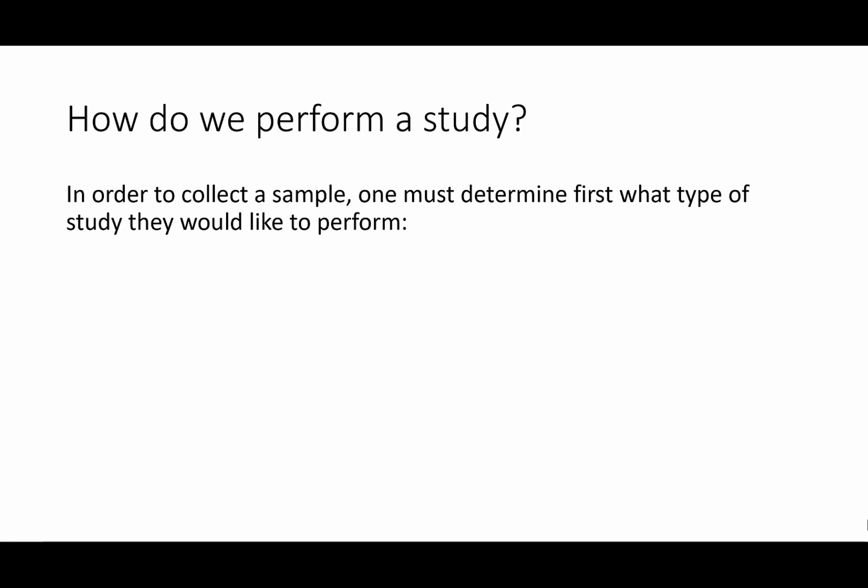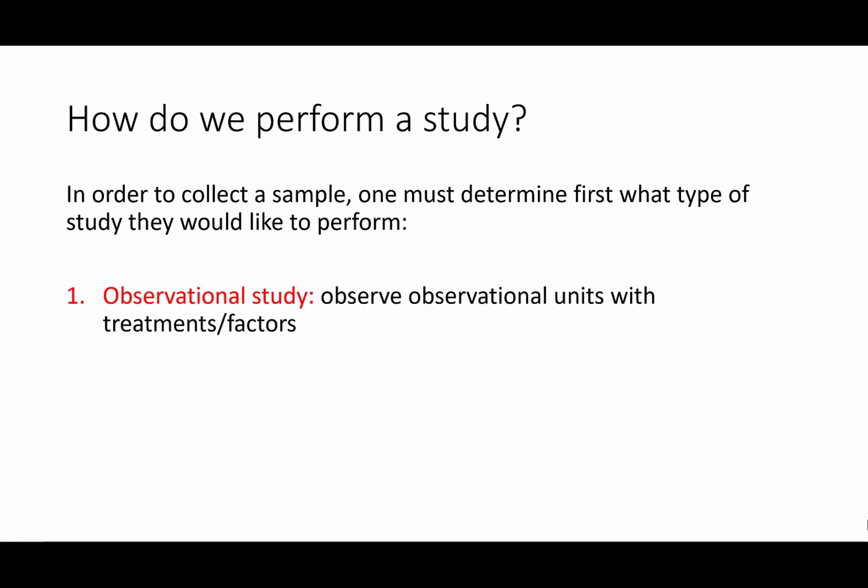So before you collect a sample of data in order to make some type of inference on a population, you need to figure out which type of study you'd like to perform. And there's going to be two main types of studies that we're going to be looking at in this class. One of which is called an observational study. And in this type of study, you observe the observational units that you're interested in that already have certain treatments or factors associated with them. And we'll see a little bit of what that means, treatments or factors.